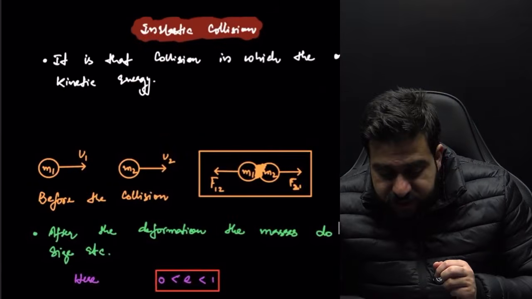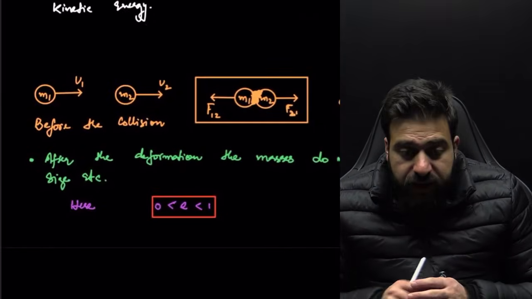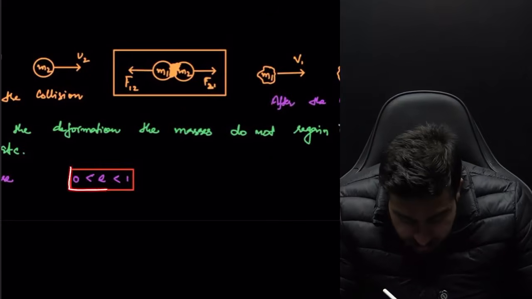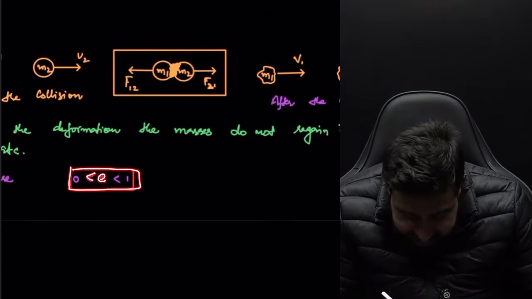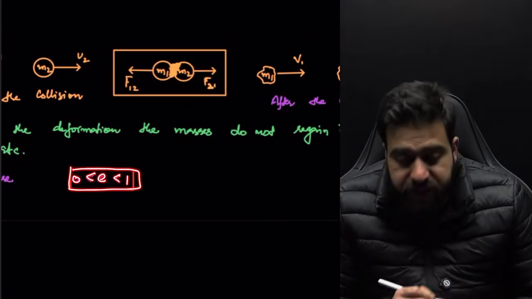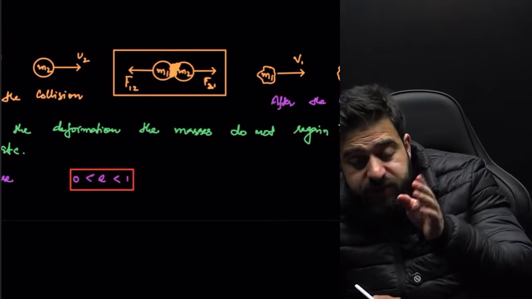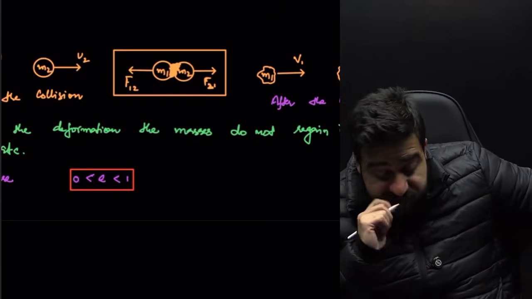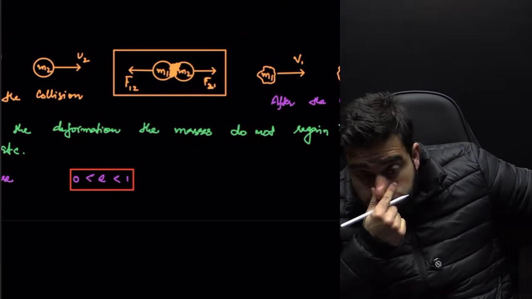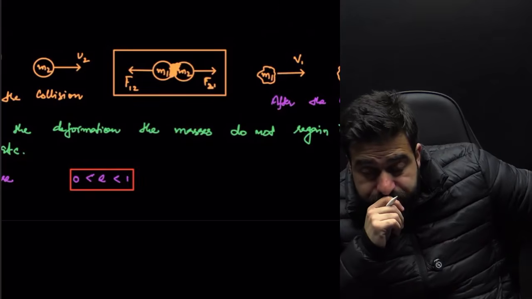So kinetic energy also does not regain. And here we say coefficient of restitution E is greater than 0, less than 1. It is between 0 and 1. So if coefficient of restitution is between 0 and 1, you can say the collision is going to be inelastic.